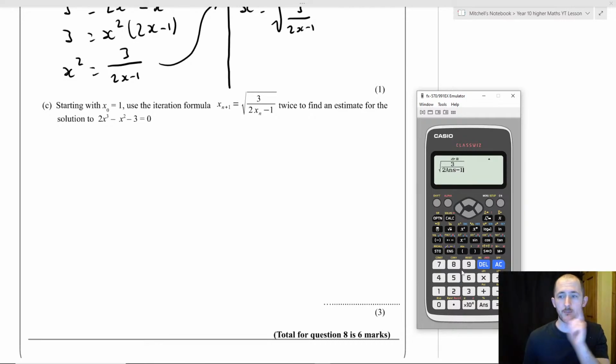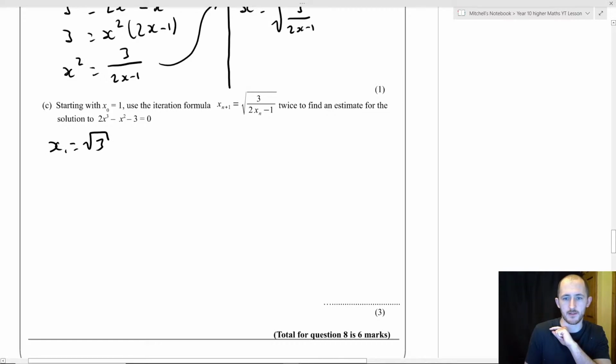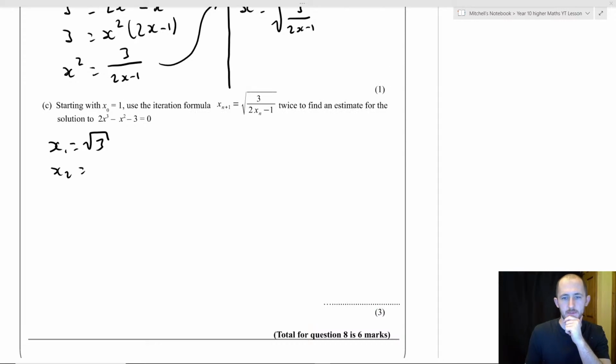Now every time I press equals, it's going to give me the next iteration, right? And it says use it twice. So if I just say x1 equals root 3, then if I press equals again, I get what the next iteration would be. Okay.